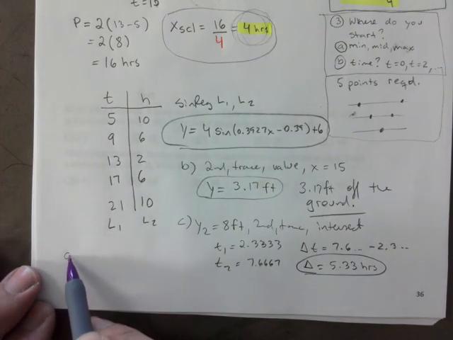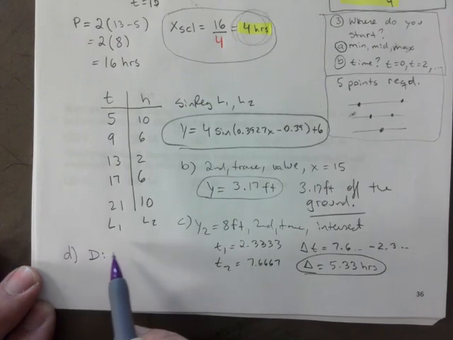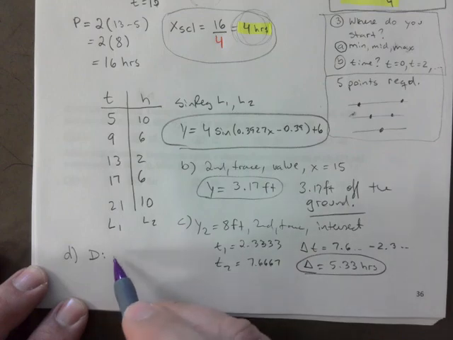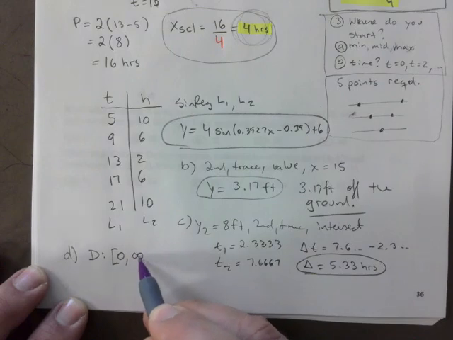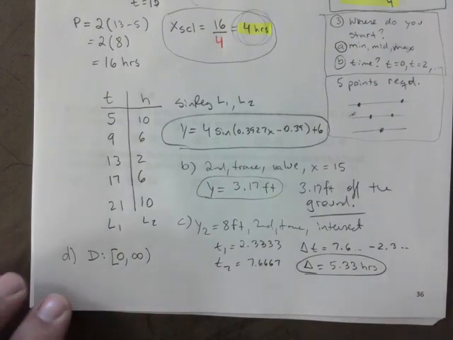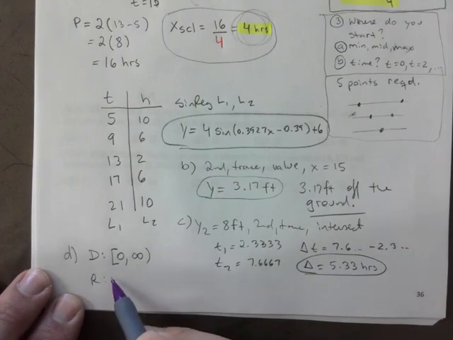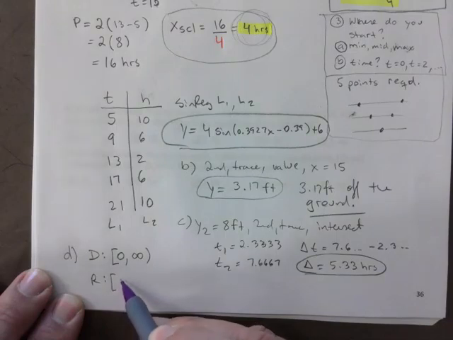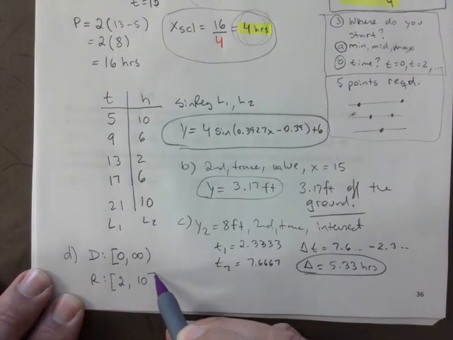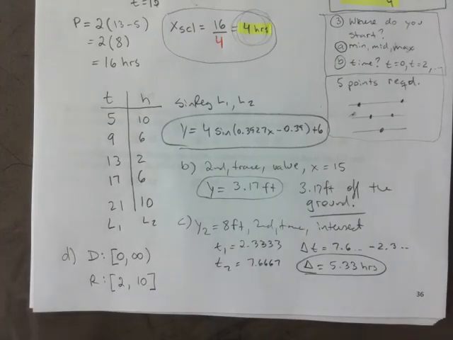And your favorite, your domain and range. My domain, we can't really have negatives here. So midnight is 0, and yes, it can go on forever. Range, this is very particular to a sinusoidal where you're just in between 2 values, right? So we're going as low as 2 feet, as high as 10 feet. And there you have it. That's your domain and range.